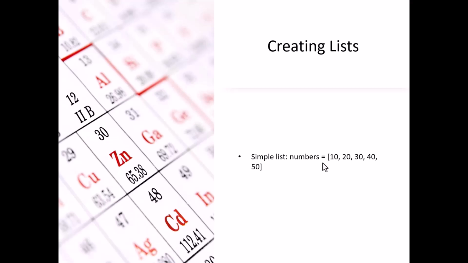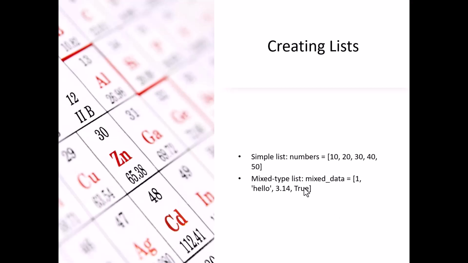Numbers, this is a Python list which you are already acquainted with in the previous section, as I told you earlier. Numbers is within a pair of square brackets: 10, 20, 30, 40, 50. Nothing else is required. There is no data type. There is no semicolon at the end of this code.